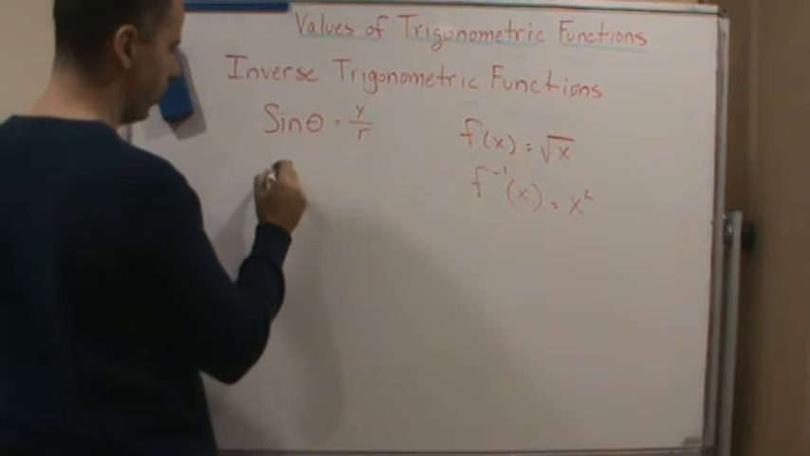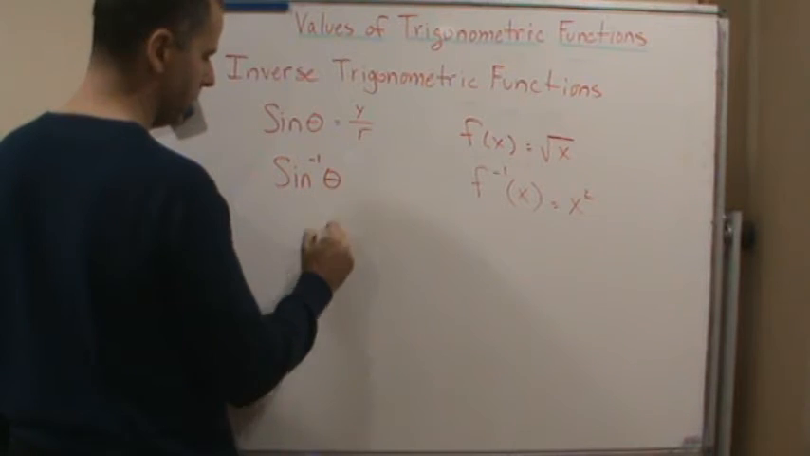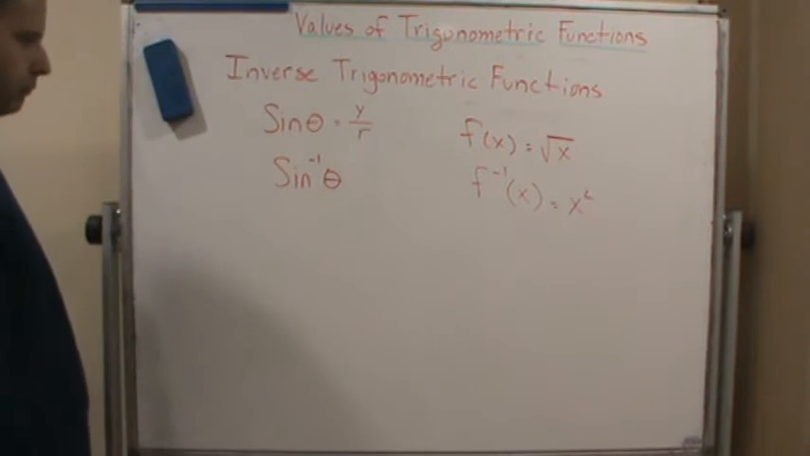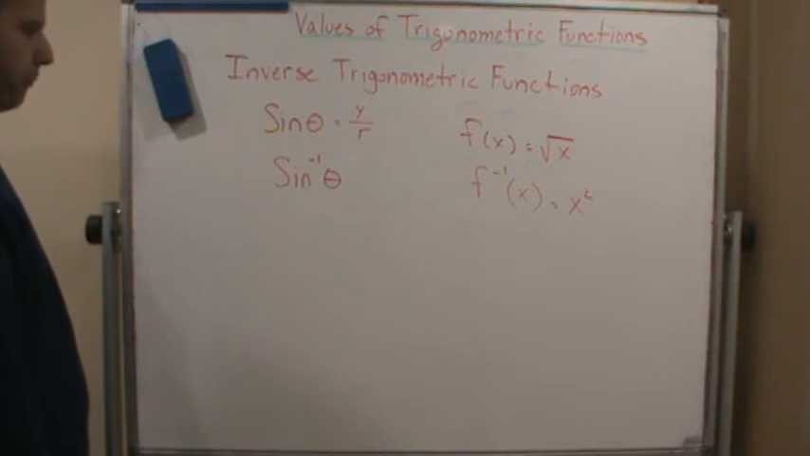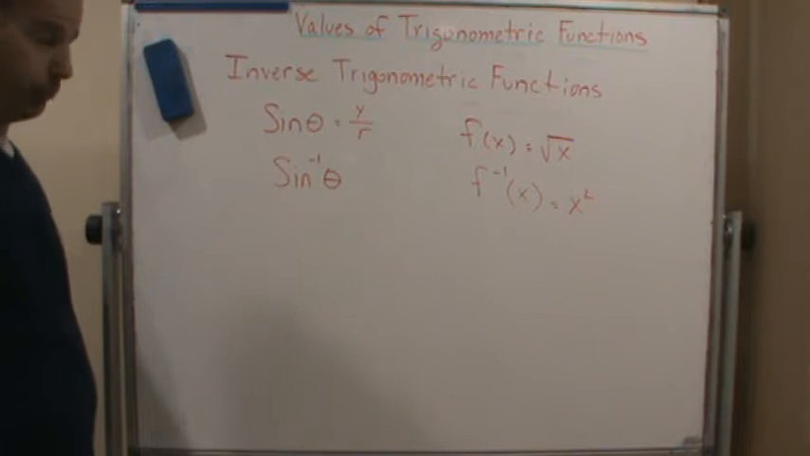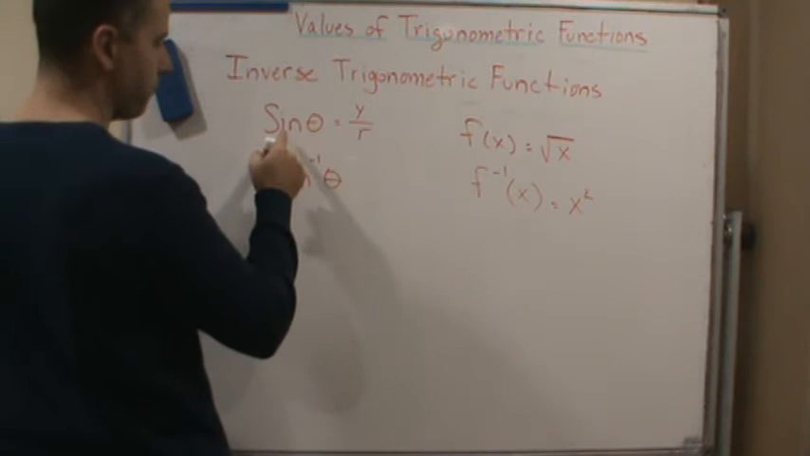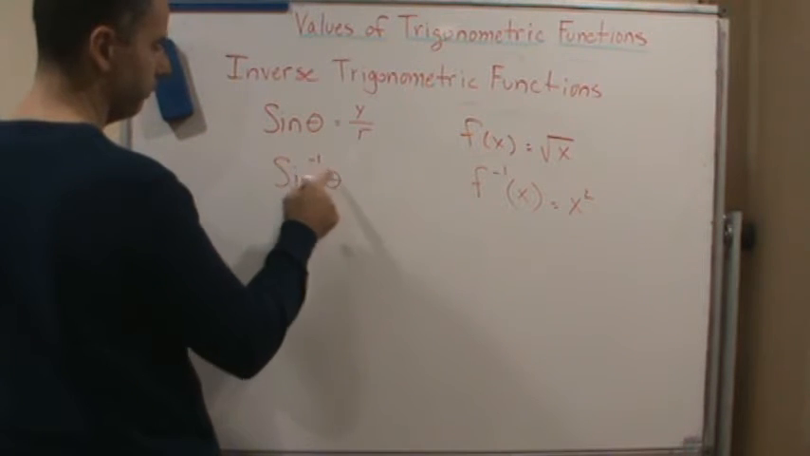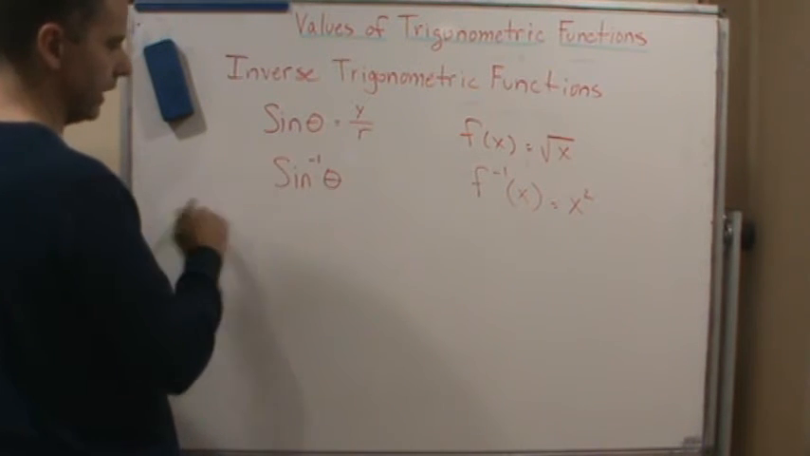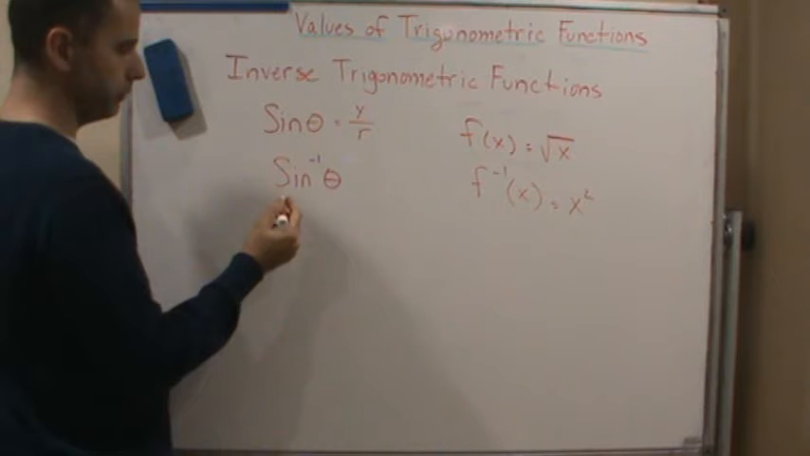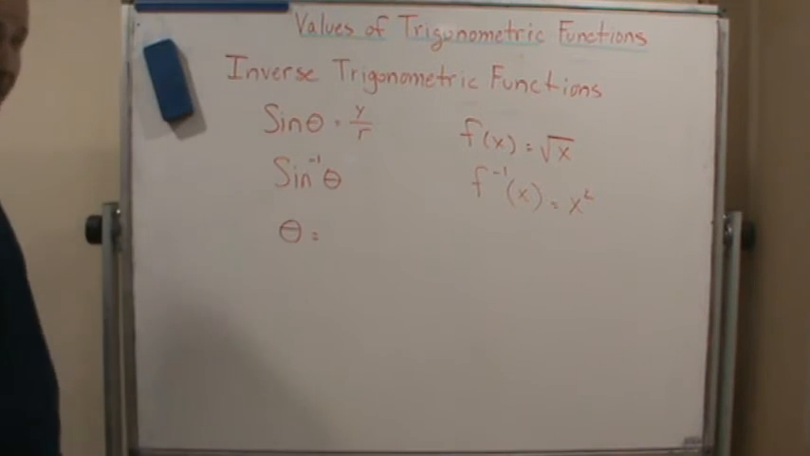Okay, so we would have sine inverse of theta, or what we call arc sine, but it's an inverse sine. So what that means is if I want to undo sine, let's say I want to solve for theta. I want to find what theta is, right?